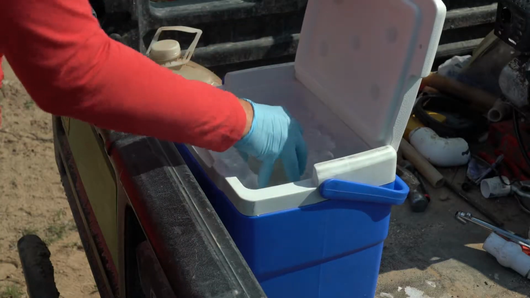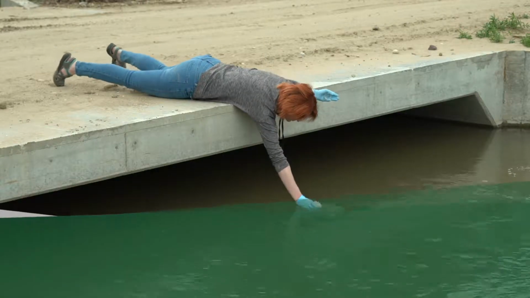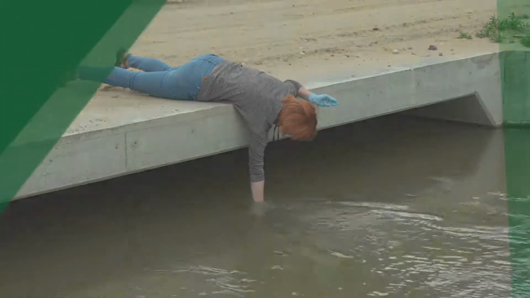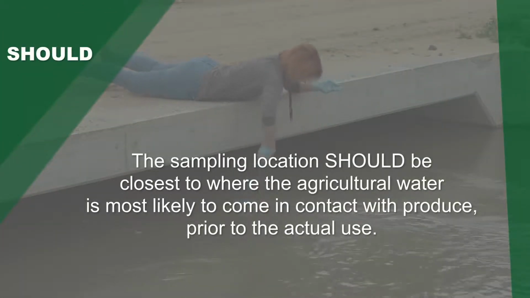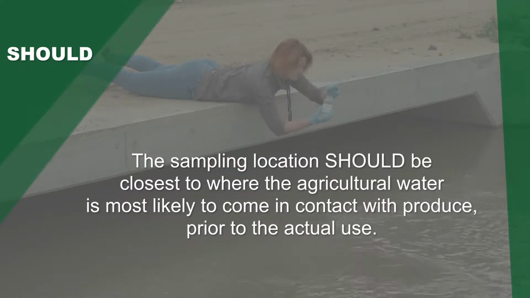Place your bottle in a cooler with ice, but not so much that the lid is covered. Now you are done. When collecting a surface water sample, the sampling location should be closest to where the agricultural water is most likely to come in contact with the produce prior to the actual use.